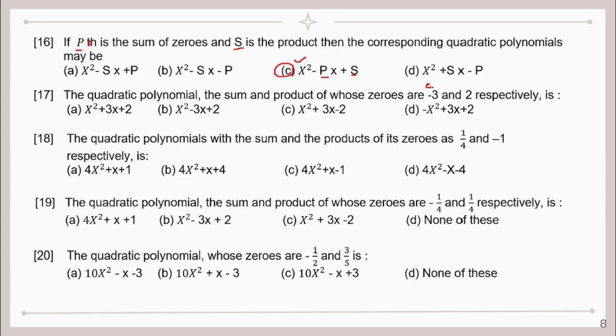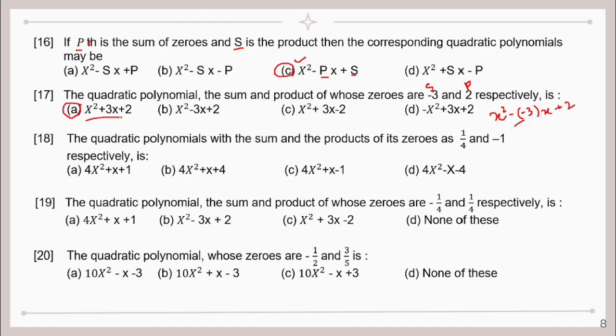So this is sum, this is product. So x square minus sum of zeros, minus 3, into x plus product of zeros, 2. So minus of minus 3 will become plus 3: x square plus 3x plus 2. Where is x square plus 3x plus 2? Option A.